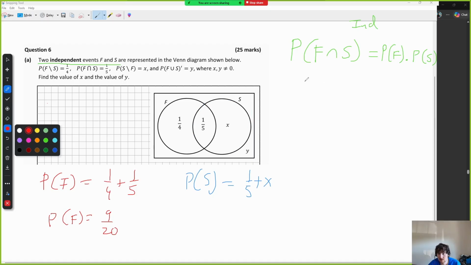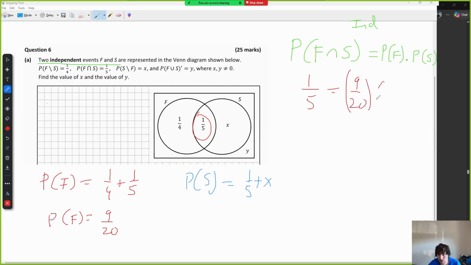So then this guy here is a fifth, because that's what he is from the diagram. That's where f intersects s. We just got probability of f. It's this 9 over 20. And then we multiply that by probability of s, which is a fifth plus x. Great, look at this. One equation, one unknown. We should be able to find x. So what could we do here? Maybe, tricky stuff here. What I'm going to do is a pretty smart thing. Because this is multiplying this, I'm going to divide both sides by 9 over 20. And if you divide both sides by 9 over 20, it's like multiplying this side by 20 over 9.